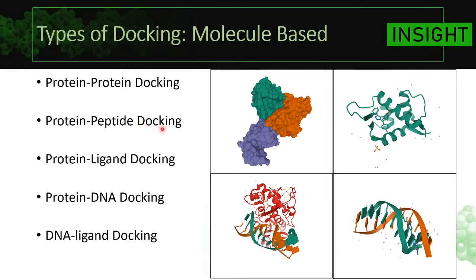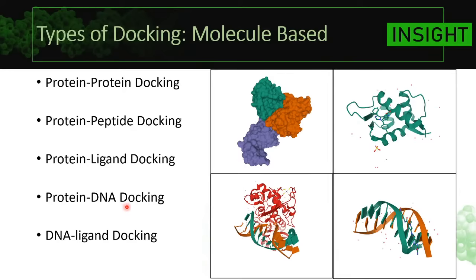Protein-peptide docking is also a specialized form of docking, in which one partner is a protein, while the other partner is a small peptide. Another type is protein-ligand docking, in which one partner is the protein molecule, while the other partner is a small molecule, which we call a ligand. It could be a drug molecule, an inhibitor, or some natural substrate or natural product which can bind to the protein. All those things can be studied under protein-ligand docking.